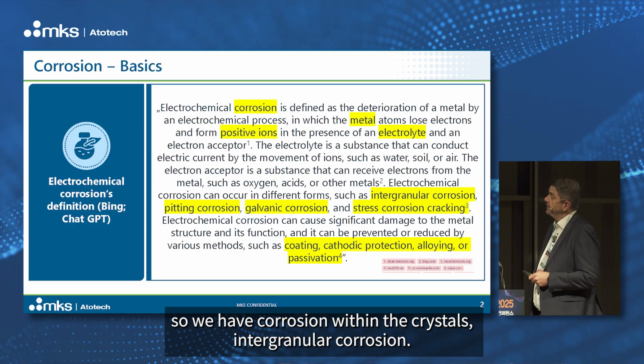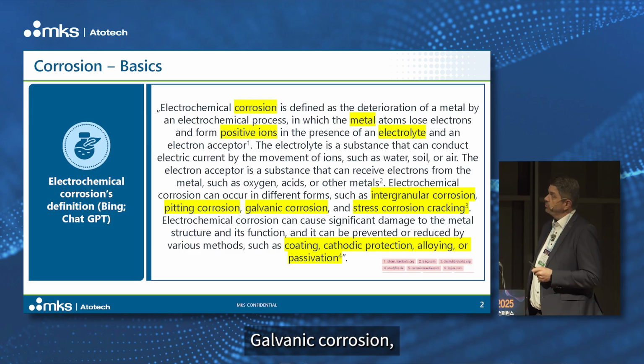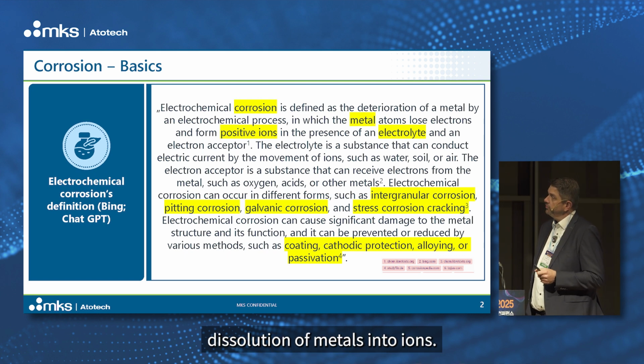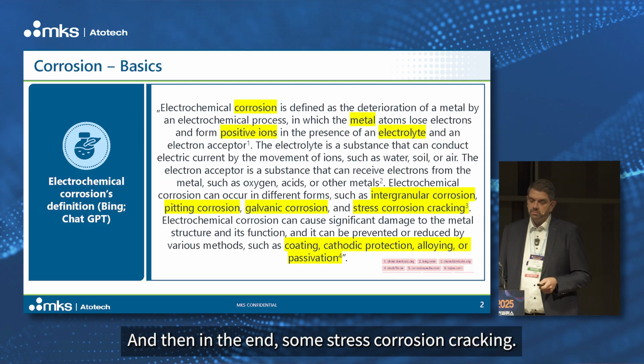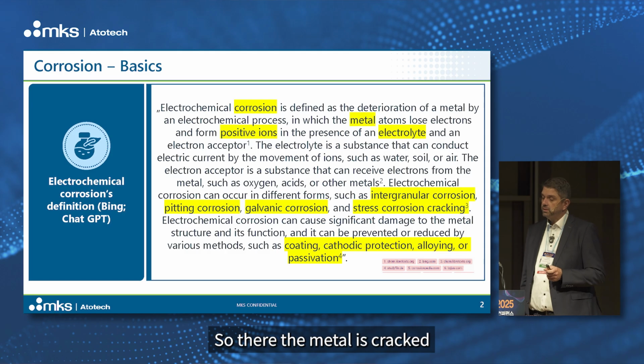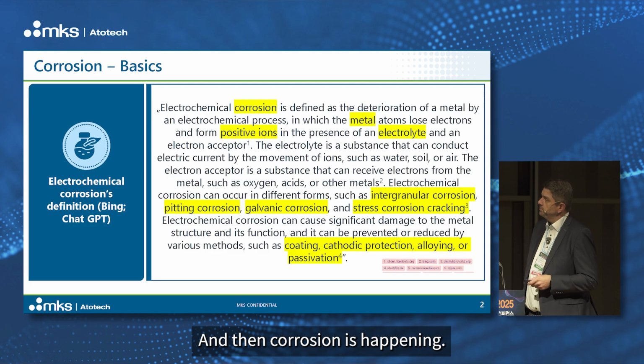So we have corrosion within the crystals, intergranular corrosion. Pitting corrosion means on the surface and going into the surface. Galvanic corrosion, so there you have dissolution of metals into ions, and then in the end stress corrosion cracking. There the material or the surface is cracked, and then corrosion is happening.